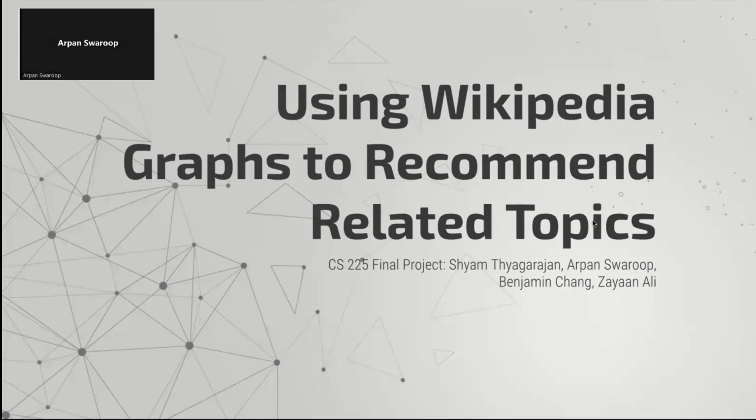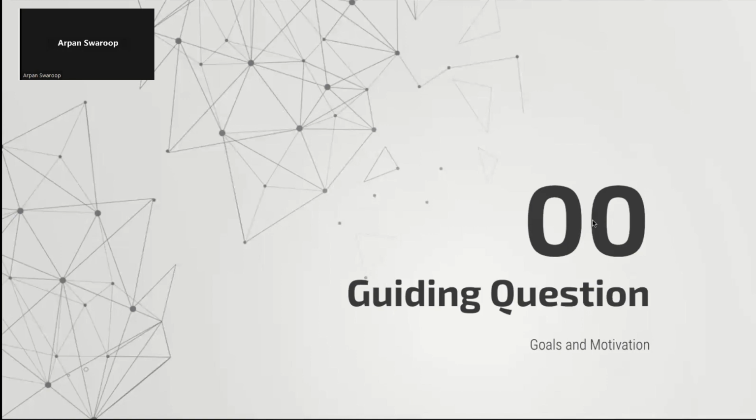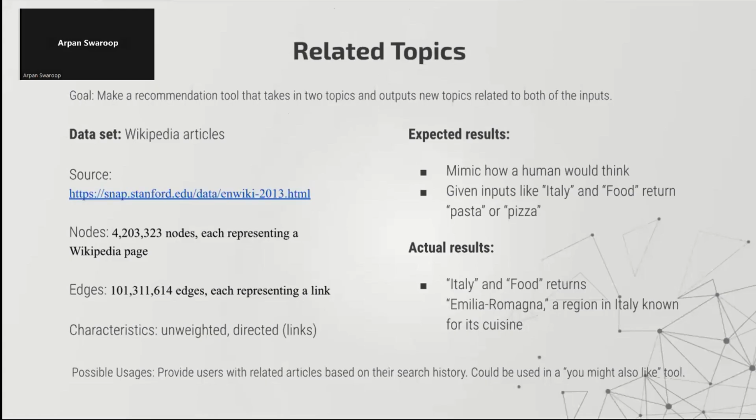Using Wikipedia graphs to recommend related topics. Okay, so here is our guiding question. Our goal was to make a recommendation tool that takes in two topics and outputs new topics related to both of the inputs. Our motivation for this goal was to create a tool similar to a "you might also like" tool as you would see in Netflix or something like that.